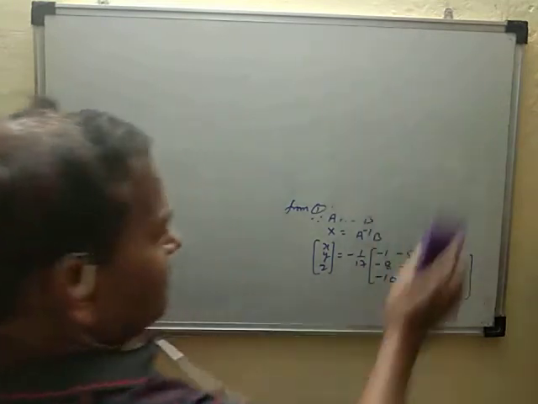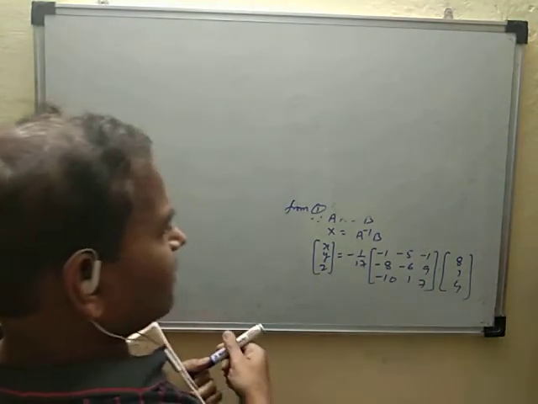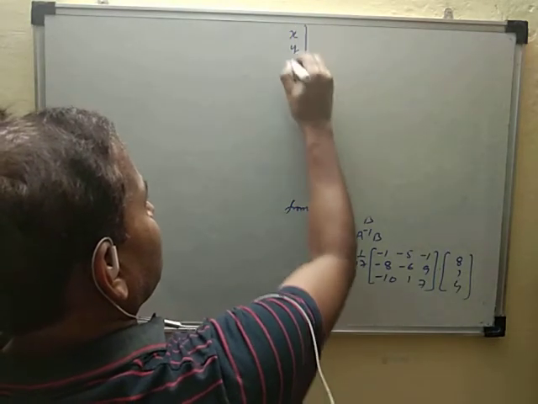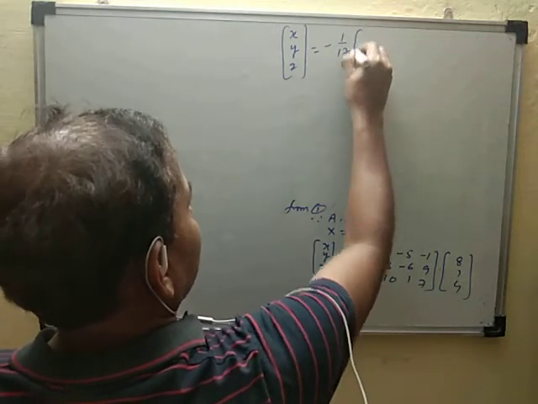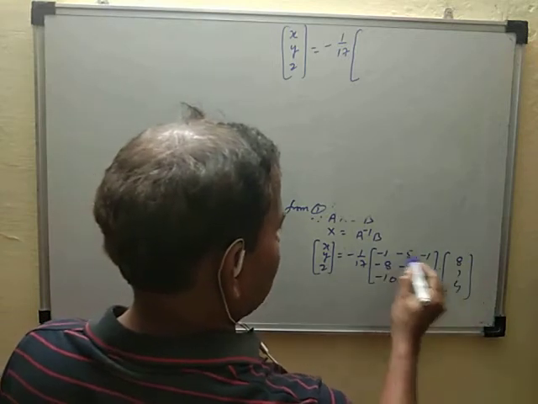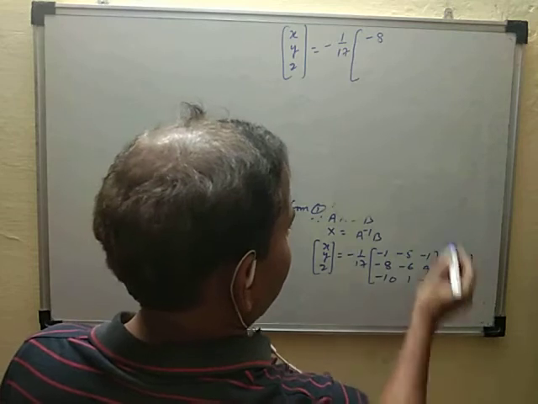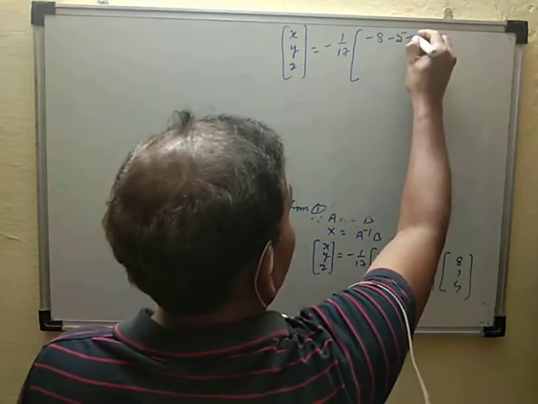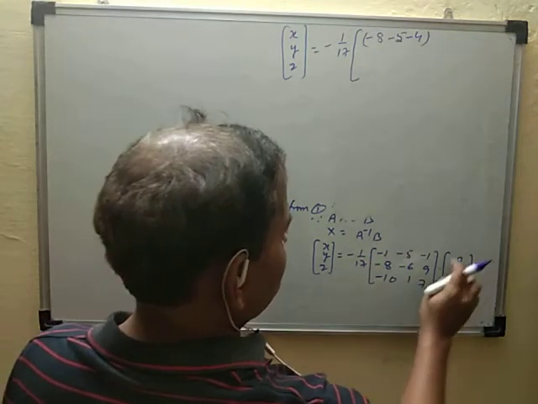So X Y Z is equal to minus 1 by 17, R1 multiplying C1. So minus 1 into 8, minus 8, minus 5 into 1, minus 5, minus 1 into 4, minus 4. This is one element.